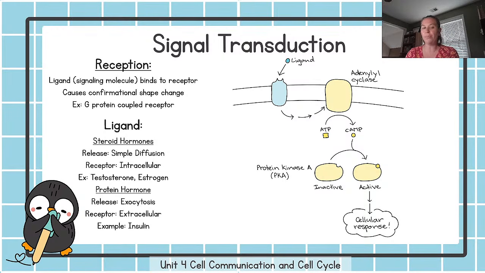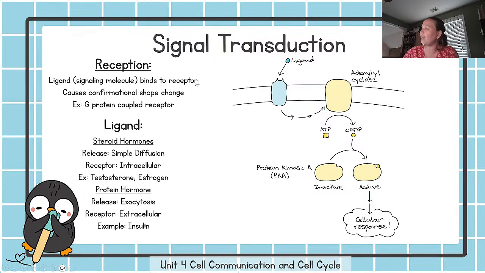Why is it extracellular? Why is it sitting on that plasma membrane? And the reason being that it can't get across the membrane. So since the membrane is nonpolar and the protein is polar, it cannot move across that membrane. And so the receptor must be on the outside. And so an example of this would be insulin.